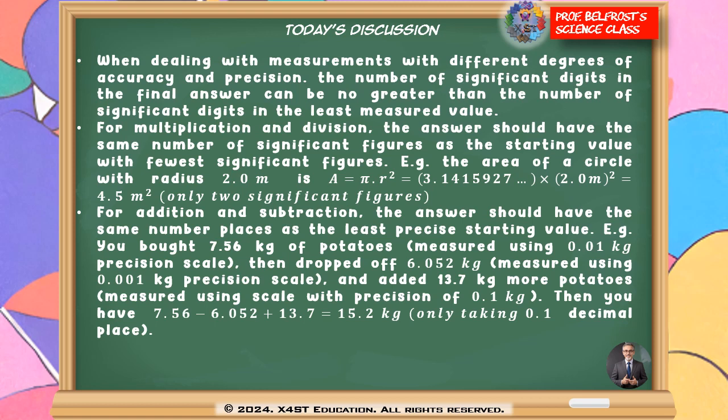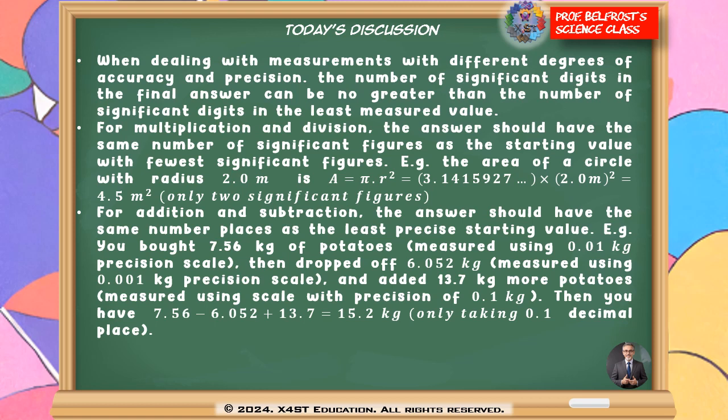So A equals pi times r squared, which is just the pi value times 2.0 meter being squared. If we calculate using a calculator, we have a very long result. But we just need to take two significant figures by rounding off to the nearest decimal place. So we have the result as 4.5 meters squared. For addition and subtraction, the answer should have the same number of places as the least precise starting value.